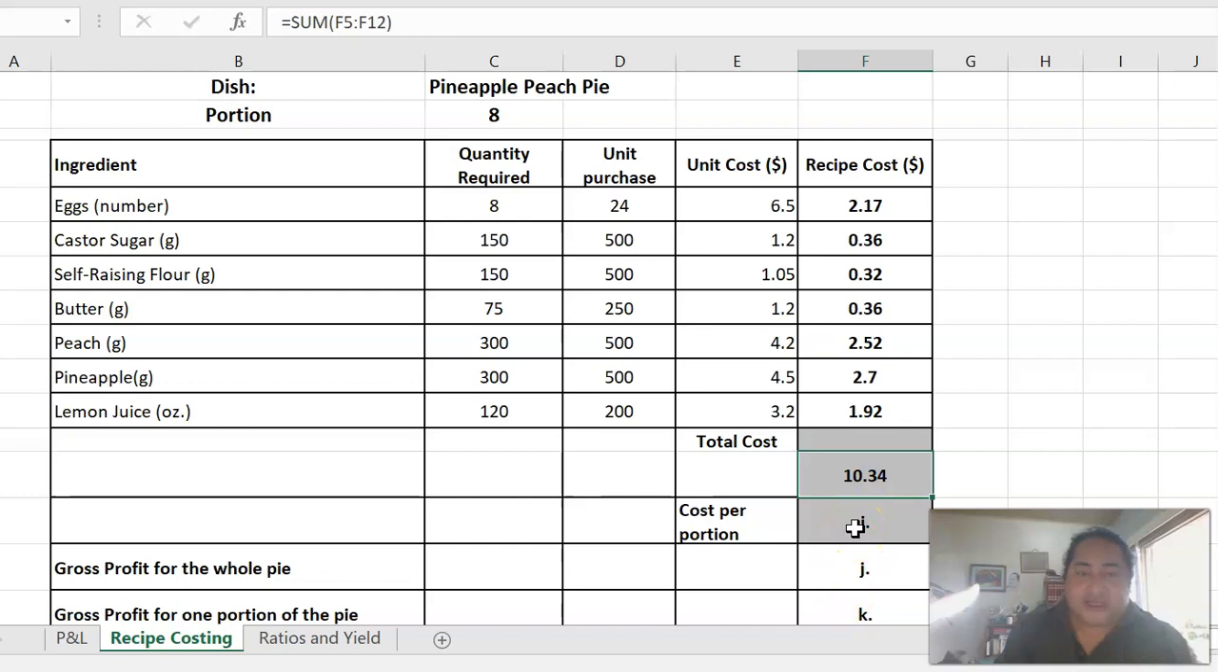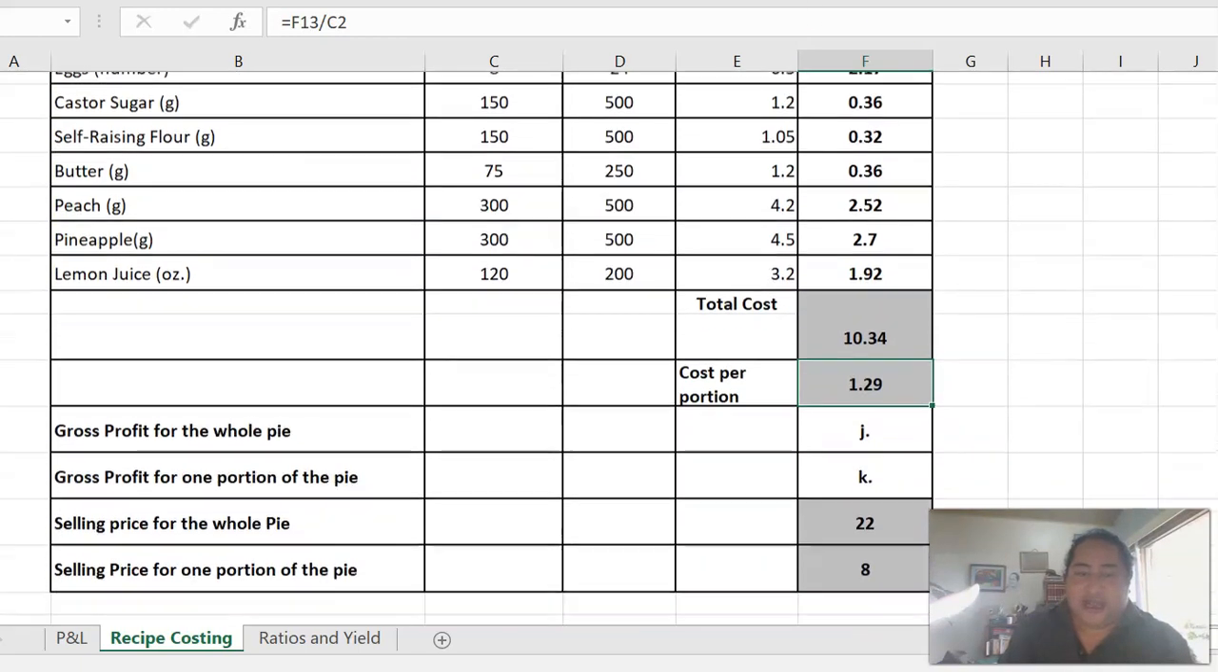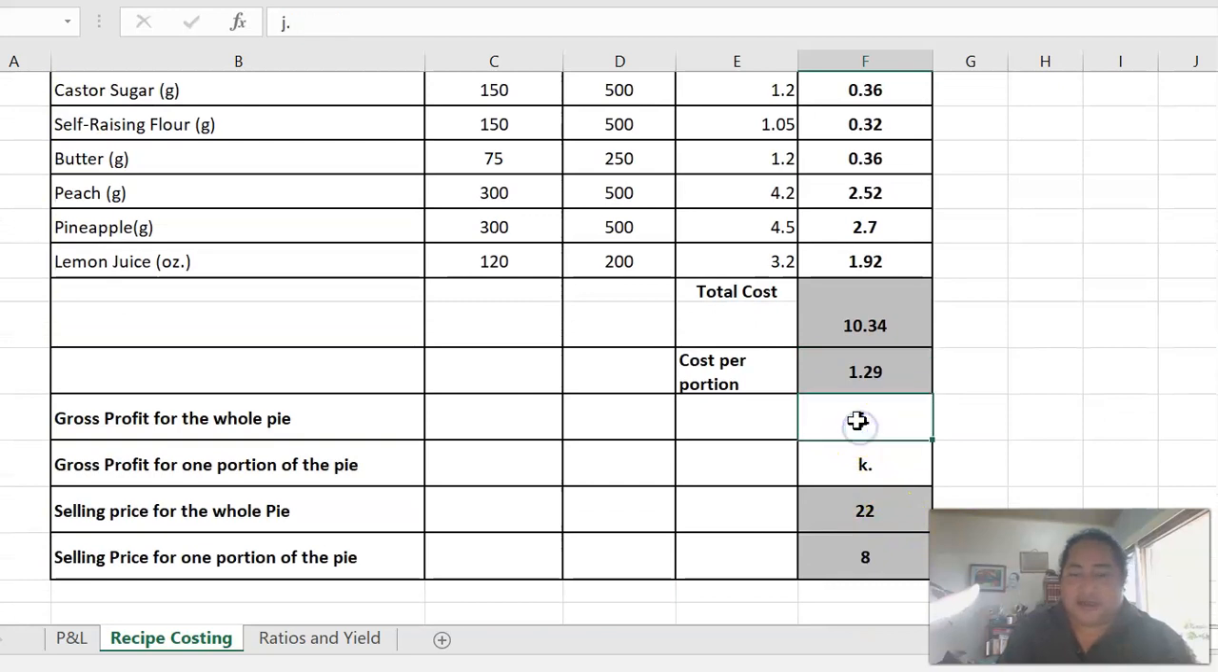How do I get my cost per portion? Remember, you got 8 portions there. So all you do is take 10.34, equals, because that's the whole pie. The cost of the whole pie is $10.34. Divide by 8 portions, and you want to know the cost of 1 portion. Reduce it to 2 decimal places: $1.29.